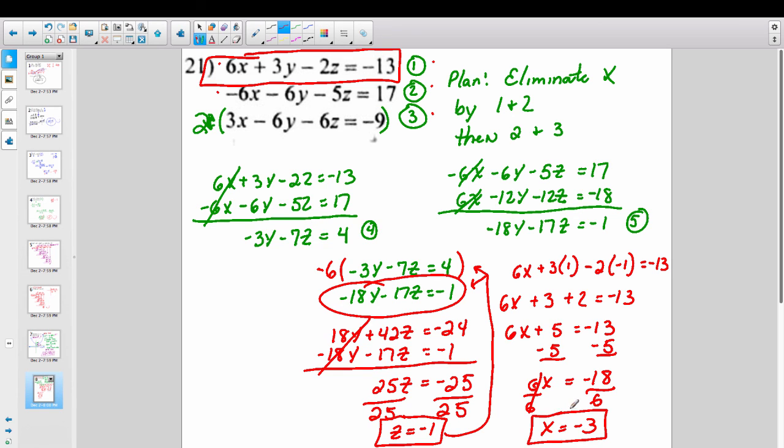Your final solution. Your final solution would be in order, x, y, z, right? Negative 3, 1, negative 1.